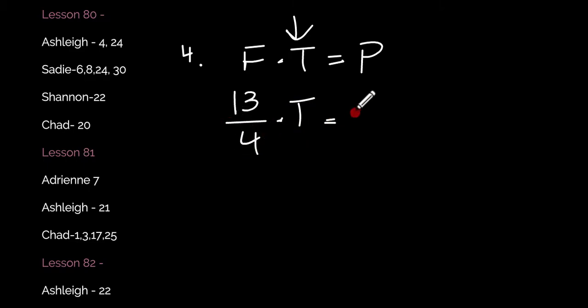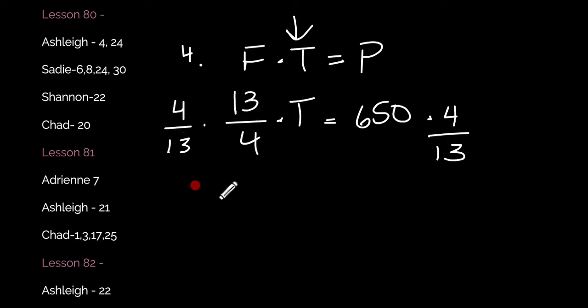The part is 650. Last time I did it all in one step, so let me do it one step at a time this time. Multiply both sides by the reciprocal, which is 4 over 13. So we get our total equals, I took 13 into 650 and then multiplied by 4. And so the total is 200.